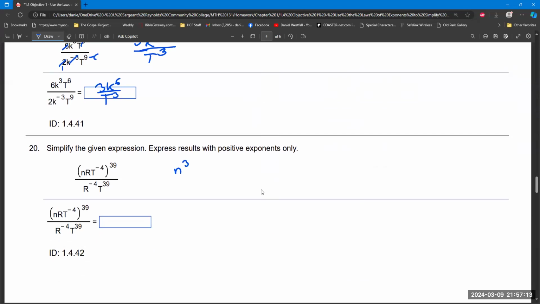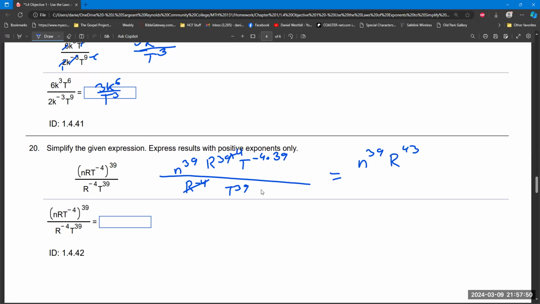The n to the 39th, r to the 39th, t to the negative 4 times 39 over r to the negative 4, t to the 39th, the n to the 39th, r to the, when I bring these 4 up here, that's 43.